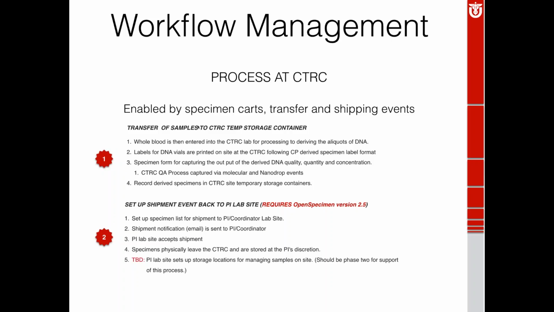That happens relatively quickly once the samples are dropped off. So for a DNA-derived process, so they're looking for DNA, the CTRC runs this stuff through the DNA extraction machine. Then they need to actually use a couple of custom forms to capture the quality assessment after using a NanoDrop, or they'll have a gel run where they need to record the output of the gel.